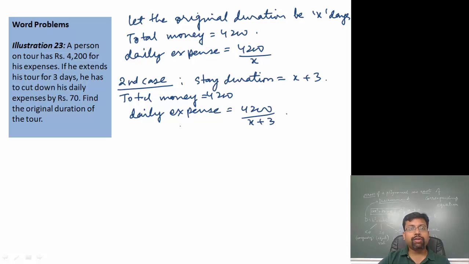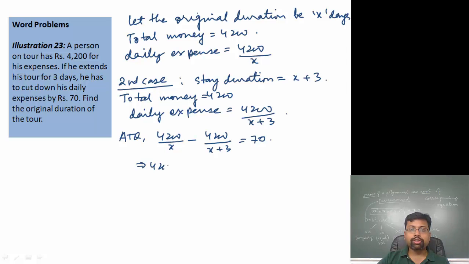What does it say? If he extends his stay for 3 days, he has to cut down his daily expenses by 70. So this daily expense is 70 less than the earlier one. So according to the question, you have 4,200 by x minus 4,200 by x plus 3 equal to 70. He has to cut down his expenses, that means it decreases by 70. So this is what the equation is going to be, and now you have to solve it.